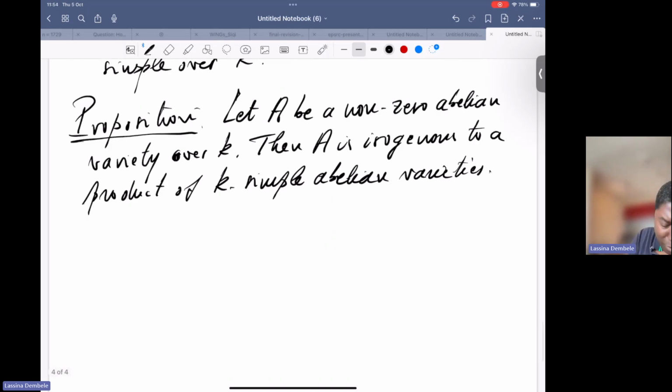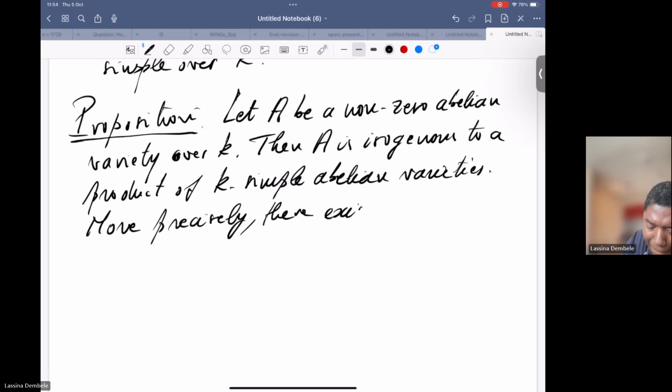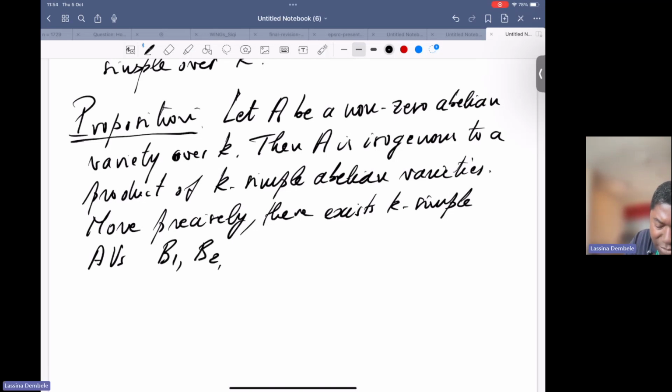So what does this mean? So more precisely, there exist K simple abelian varieties, which I'm going to call B1, B2 up to BR. And these are pairwise non-isogenous.